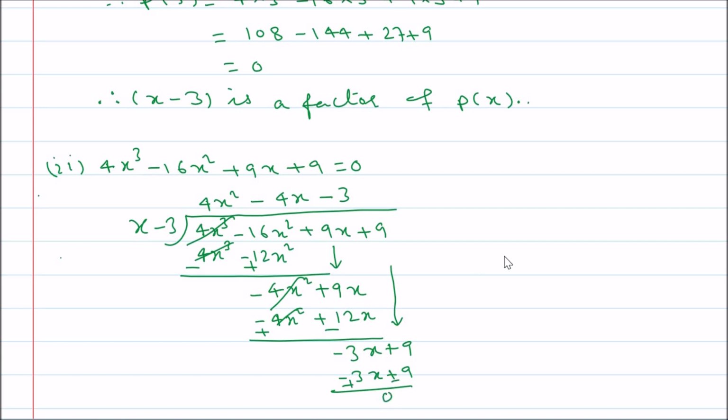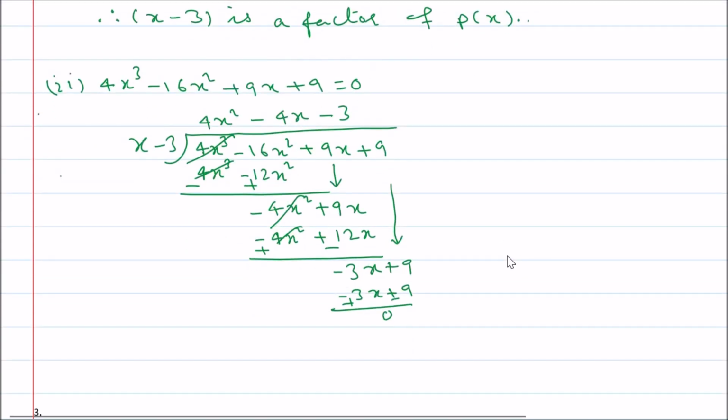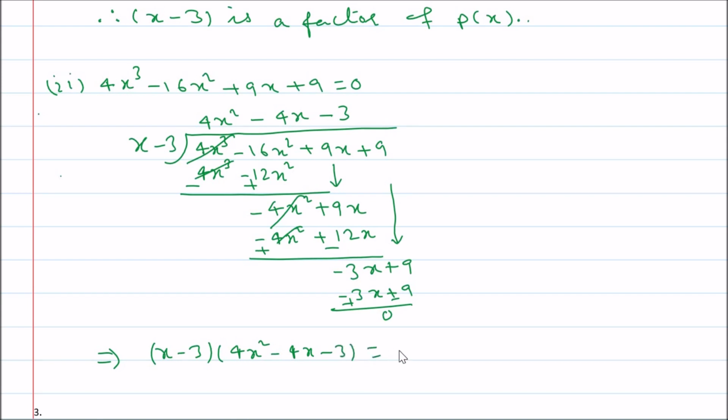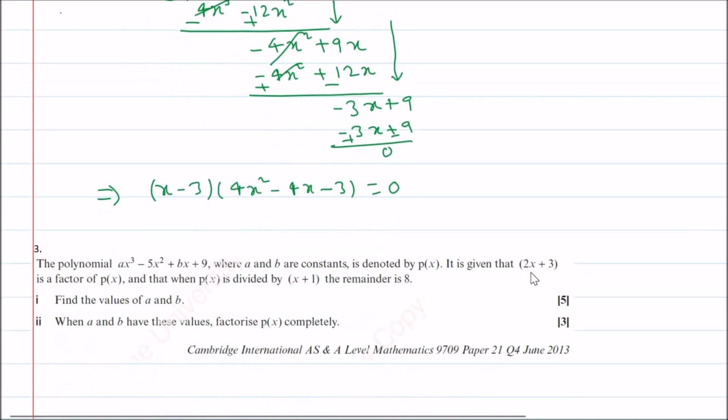That means we got a quadratic expression, a quadratic factor. So the same equation can be written, using these factors, as x minus 3 into 4x square minus 4x minus 3 equal to 0. Let me create more space for writing.